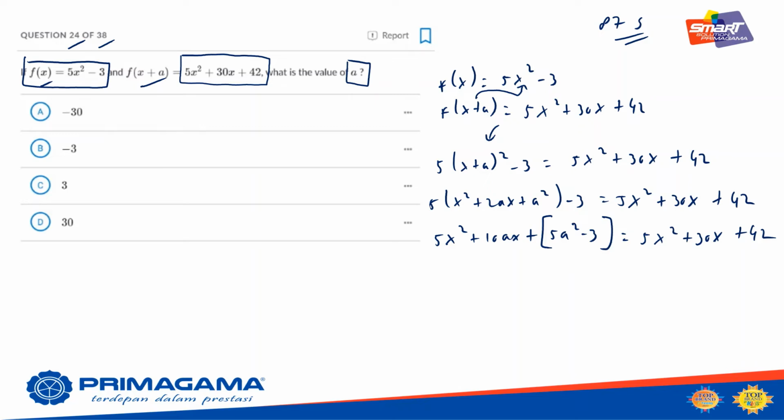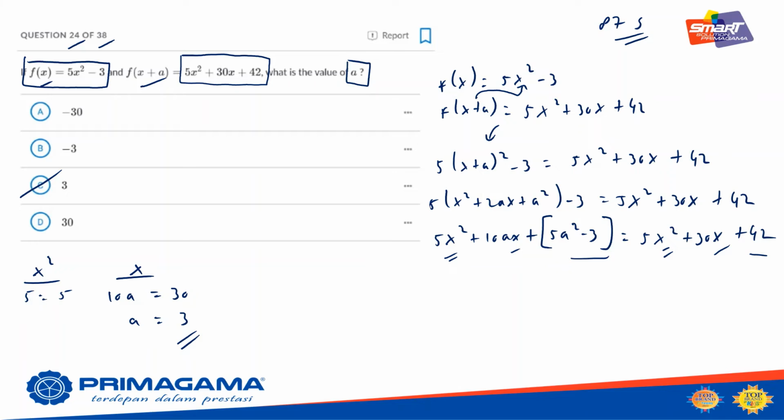So to do this, same like before, we just have to match the coefficient of the same variable, x squared with x squared, x with x, and if needed, this with this. So let's try for the x squared. No need, because they are actually just coefficient. And if we go for the x, on the left hand side we have 10a, and on the right hand side we get 30. Hence a is equal to 3.